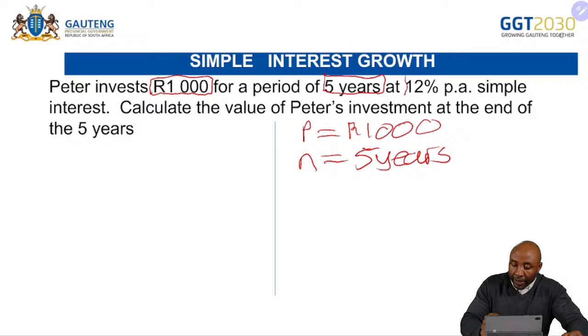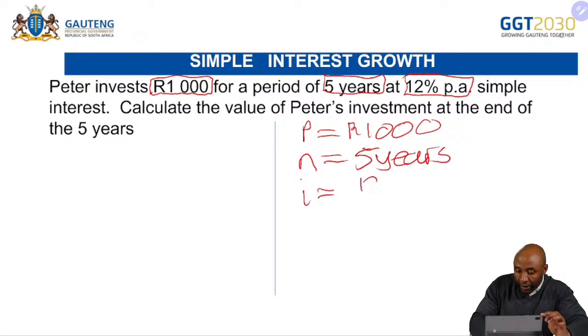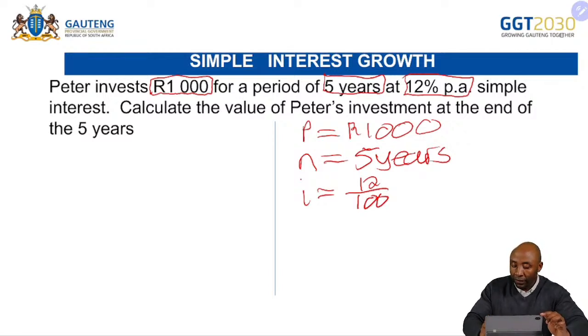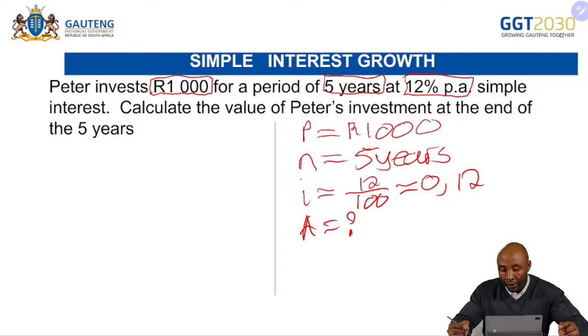Then we have got 12% interest per annum. I have said for us, we are substituting i, and we know that i will be given by 12. We convert 12% as a fraction is 12 over 100. As a decimal, this will give us 0.12. Now, we need to find our A, which we do not have. We are going to now use our simple interest formula, do the substitution, and get our final answer.